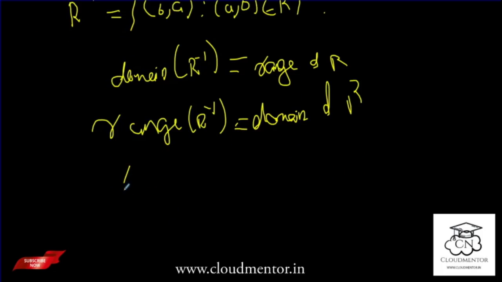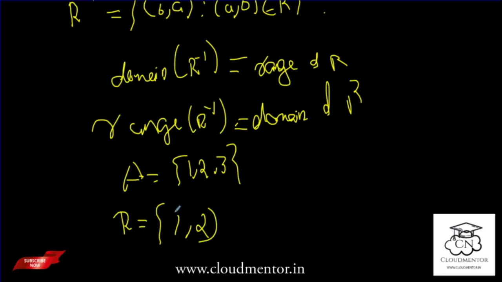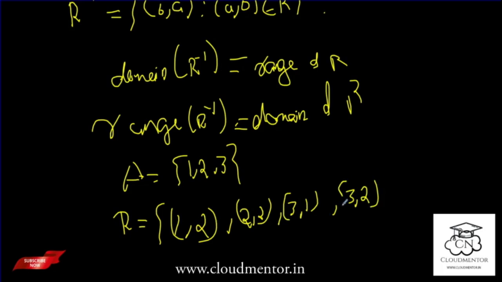So for example, let A equal to the set {1, 2, 3}, and let R equal to the set {(1, 2), (2, 2), (3, 1), (3, 2)}, and that's all.